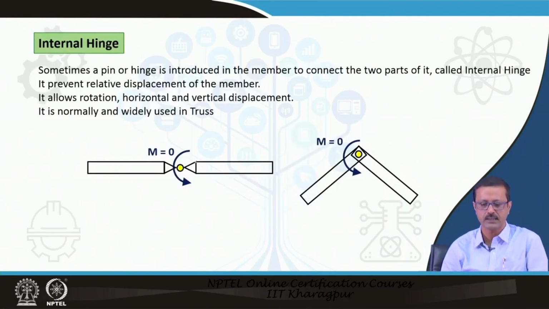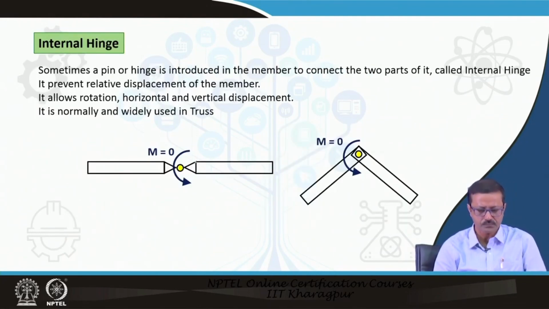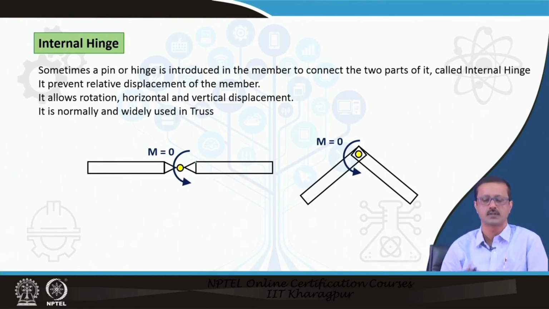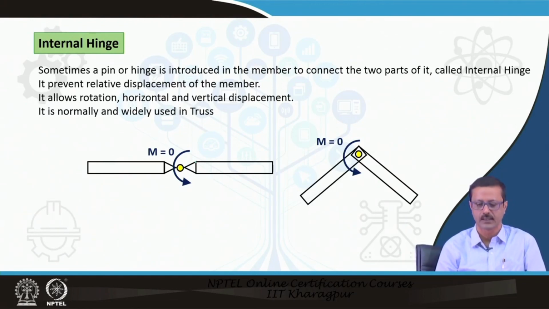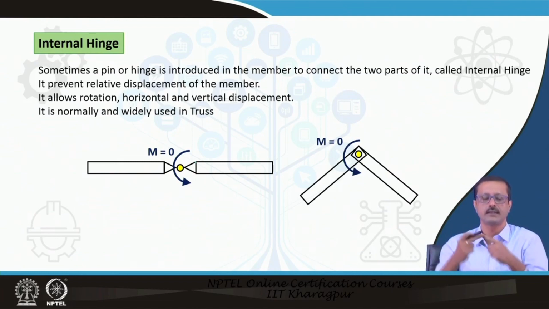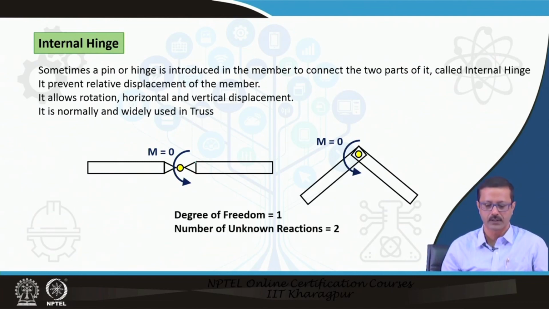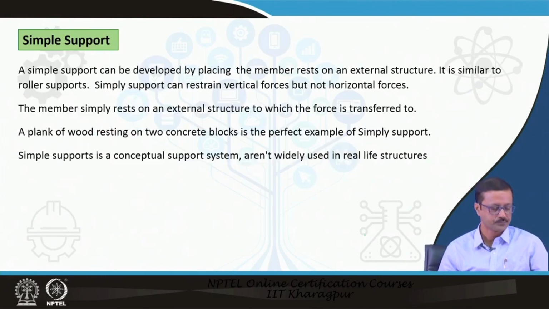But in an internal hinge or in this link, the moment is equal to 0 and the degree of freedom is equal to 1 over here. In that particular link or any hinge, it cannot take any kind of moment. The number of unknowns is equal to 2, because it has to take care of both the horizontal and vertical reactions.